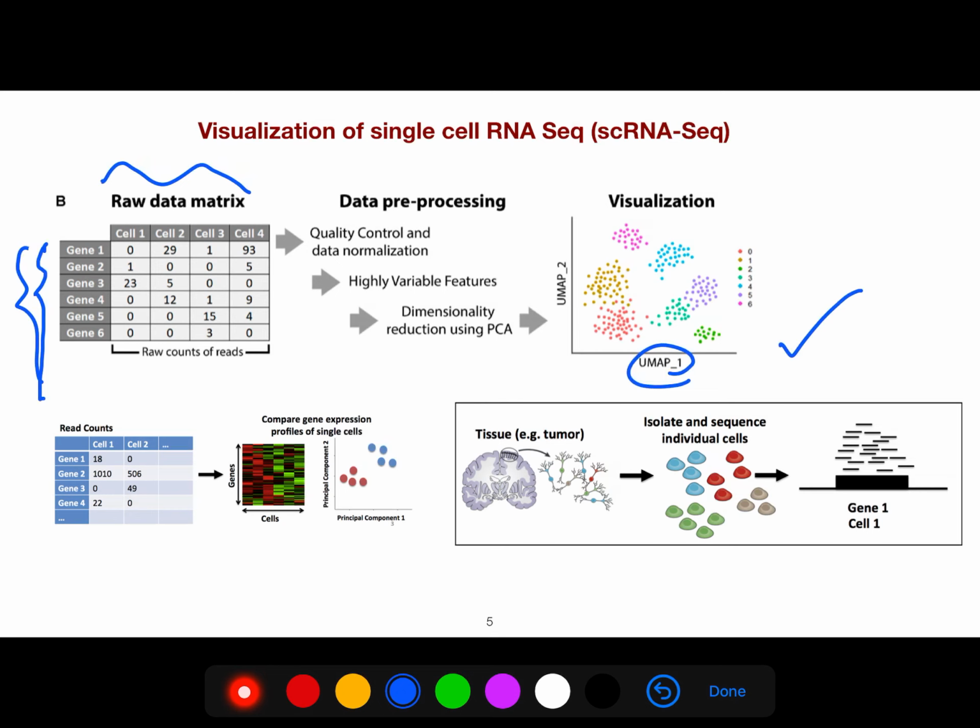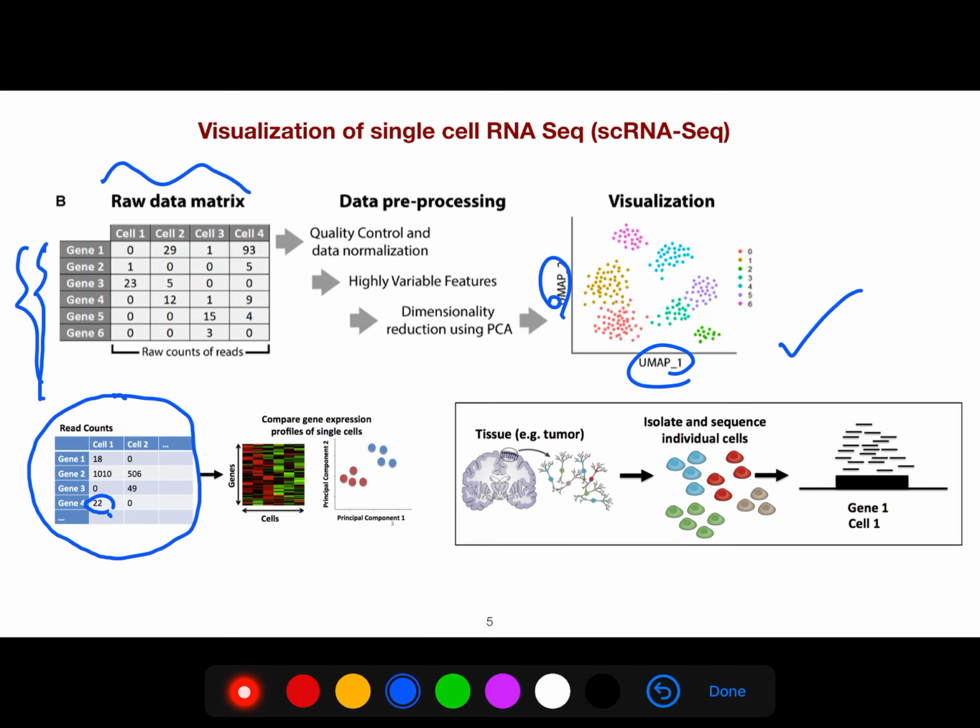So you could use UMAP, you could use t-SNE, and after some preparation, you can have this matrix, which is just counting. For example, for cell 1, we have 22, the expression of genes, the counting. If you count the reads, for gene 4 it is 22.